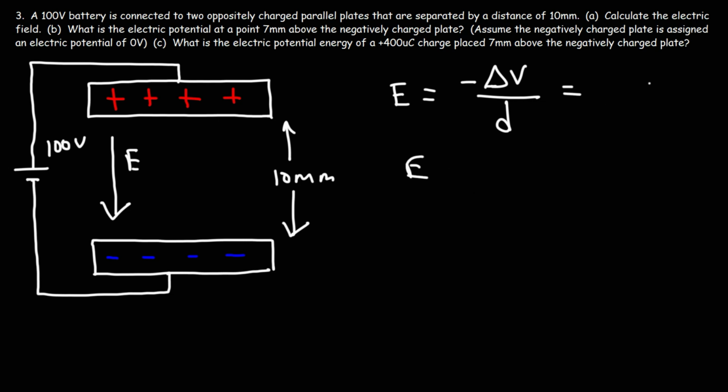For those of you who want to keep it simple, you could say it's the voltage across the plates divided by the distance of the plates. But for those of you who want to be more technical, there is a negative sign involved. But let's keep it simple. We're just going to use V over D.